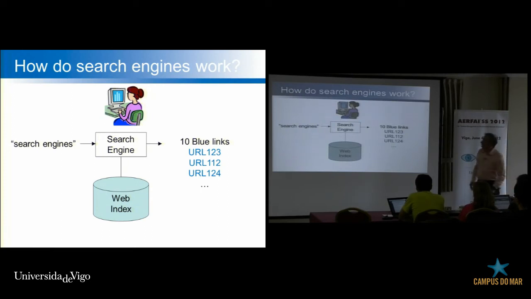And how does this work? Well, you have the web index. A crawler has gone through all of the websites, just jumping from one to the other, and it gets all the pages. Actually, not all of them, but a lot of them. It's like billions and billions, 100 billion, a trillion pages.